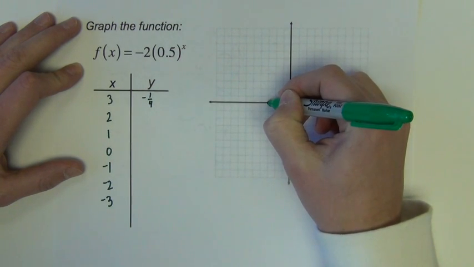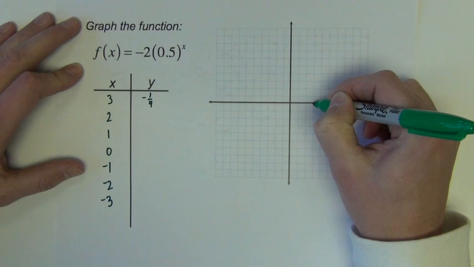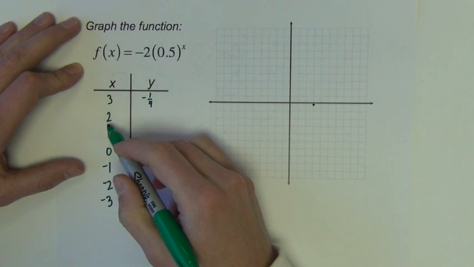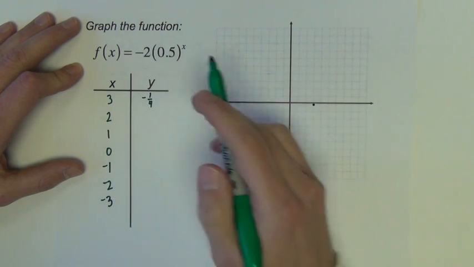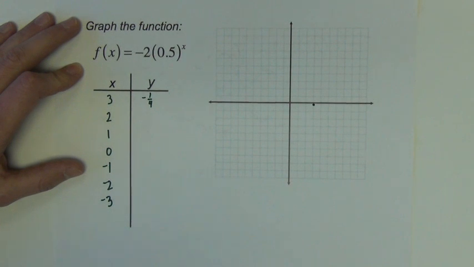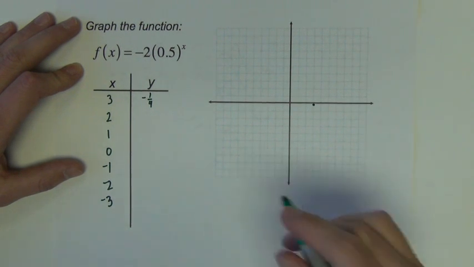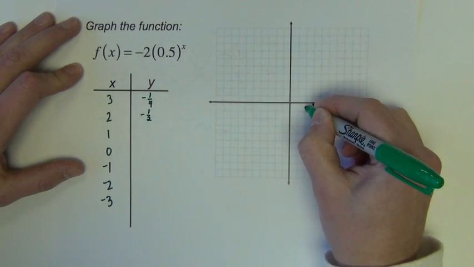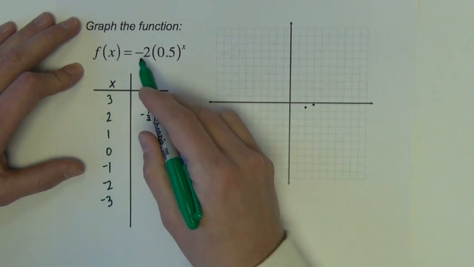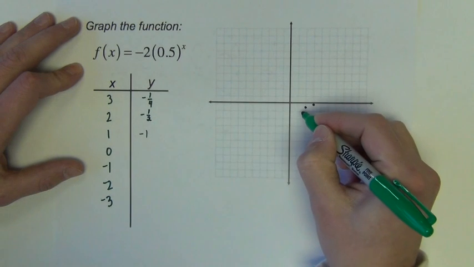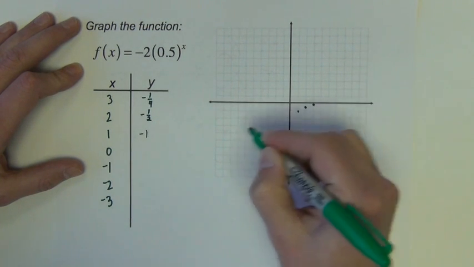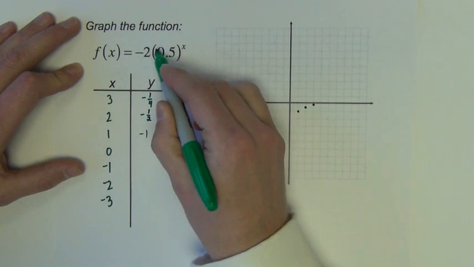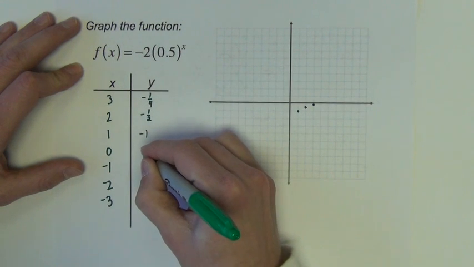So I'm at 3, -1/4, about there. Okay, if I plug 2 in, so we have -2 times 1/2 raised to the second, I get an answer of -1/2. If I put 1 in, it'd be -2 times 1/2. That's -1. I put 0 in, that's -2 times 1/2 raised to the 0. Well, 1/2 raised to the 0 is 1. -2 times that 1 is -2.